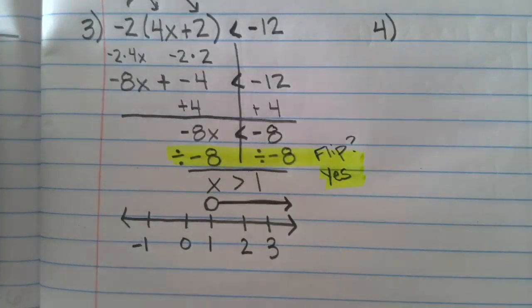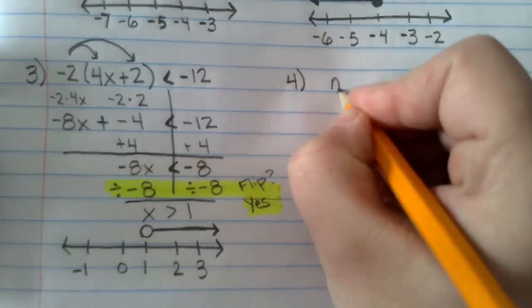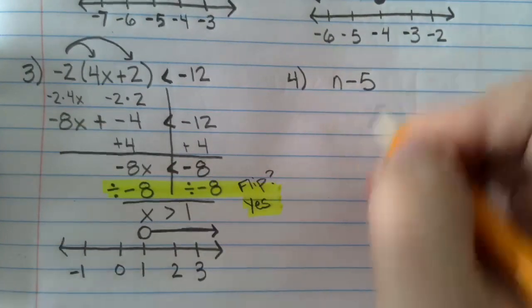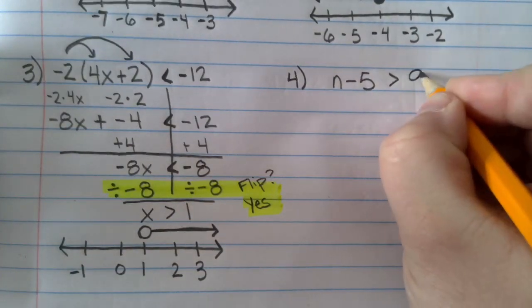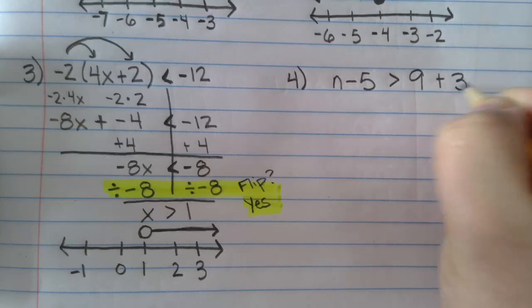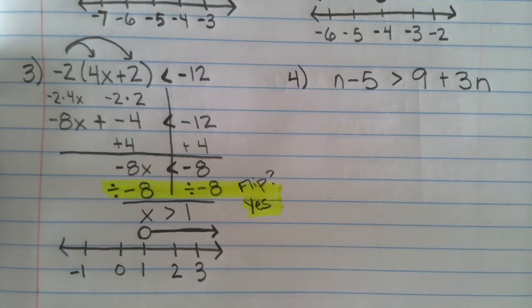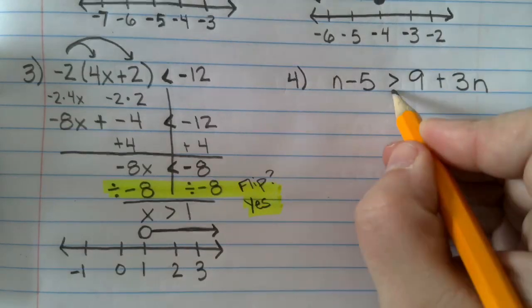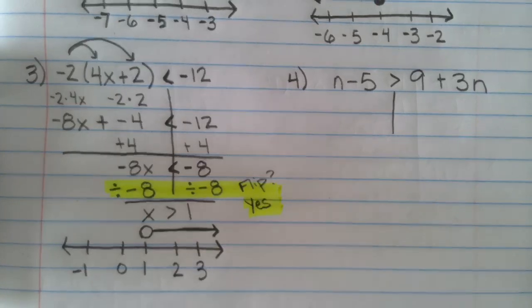Alright, last one, number 4. Switching it up here. n minus 5 is greater than 9 plus 3n. Alright, what is up with this one? There's 2 n's, and where are those n's located? Opposite sides. So we need to get them on the same side.